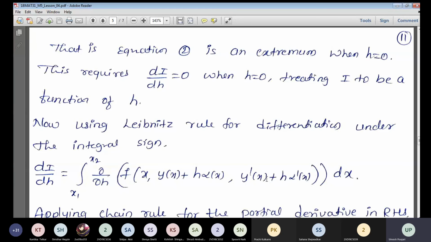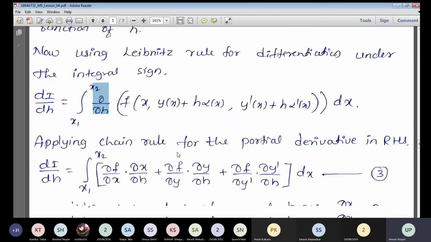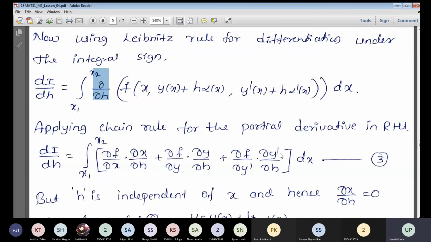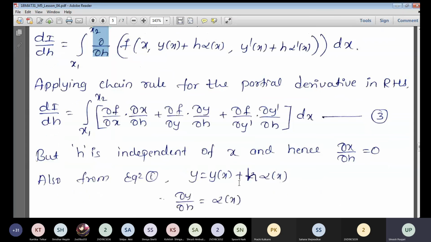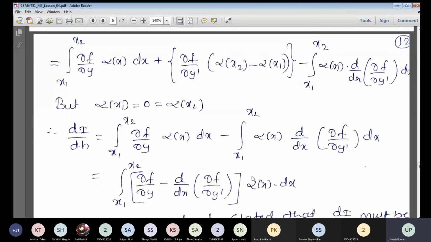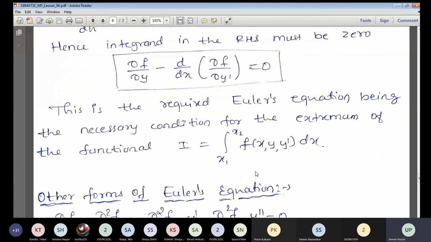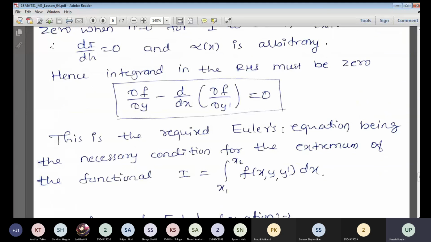But our ultimate aim is to differentiate this function with respect to h. While differentiating with respect to h, we have to keep the other variables constant. In that case, we have to use partial differentiation. So the name for this type of differentiation is Leibniz rule for differentiation under the integral sign. And similarly, the chain rule. After applying all this, we can obtain the required Euler's equation. So this is the proof of Euler's equation.